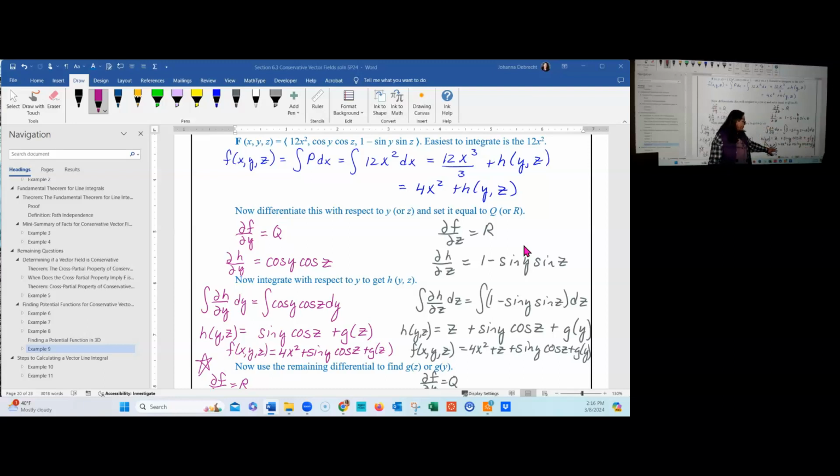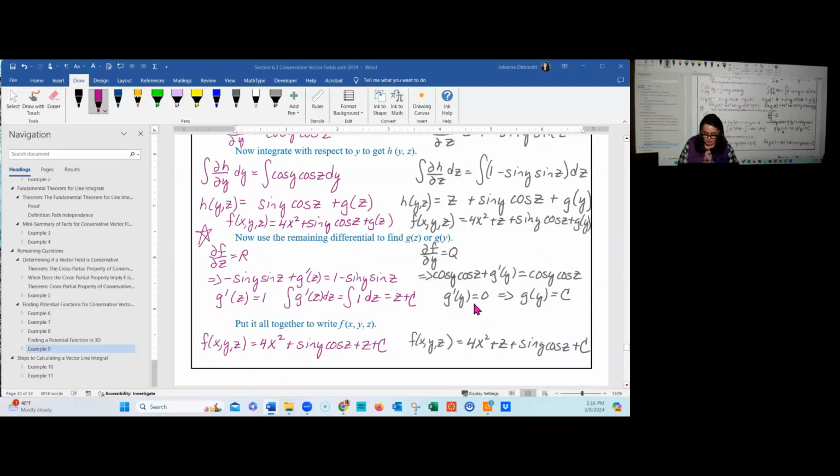Then I rewrite my potential function as 4x squared plus h of y and z, which is now z plus sine y cosine z plus g of y. Now I need to locate what g of y is. There's one differential I haven't used yet, which is the partial of f with respect to y equal to q.